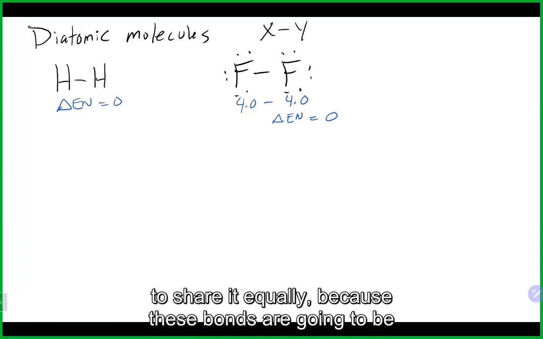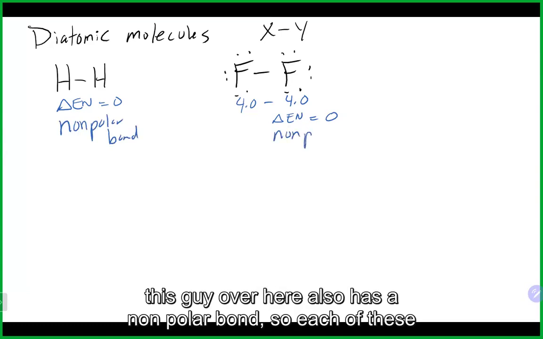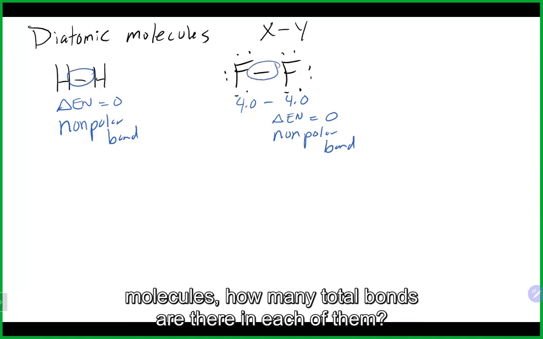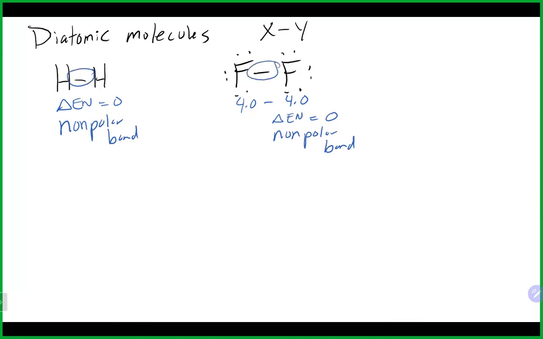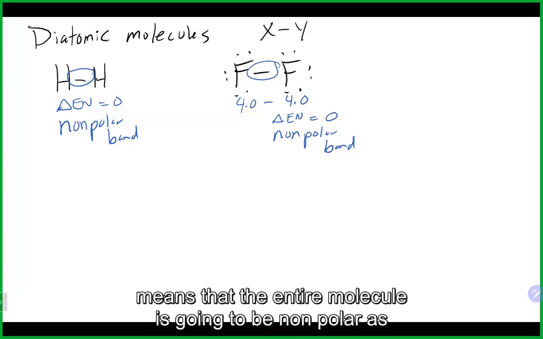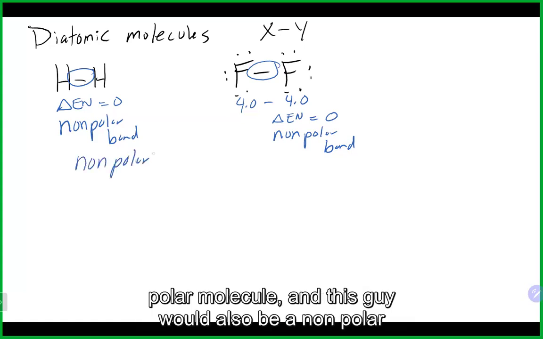Because these bonds are going to be shared equally, this one over here has a nonpolar bond, and this one over here also has a nonpolar bond. So each of these molecules has nonpolar bonds. When we look at each of these molecules, how many total bonds are there in each of them? There's only one. And if that one bond is nonpolar, that means the entire molecule is going to be nonpolar as well. So they will agree with each other. This would be a nonpolar molecule, and this one would also be a nonpolar molecule.